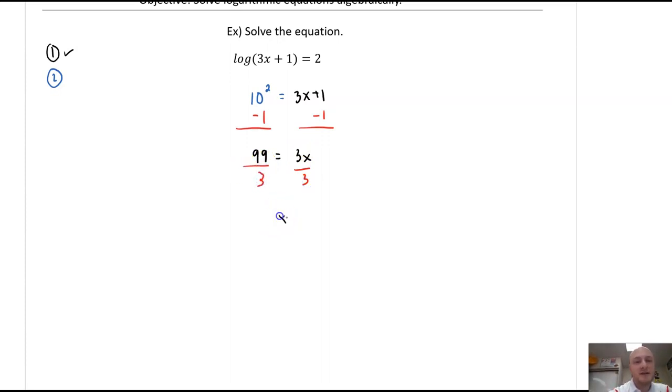And we get x is equal to 33. Okay, I'll go ahead and check it. If I plug in 33 here, 3 times 33 is 99, plus 1 is 100. We are good. There's your answer, x equals 33. Pretty simple, right? Pretty simple.